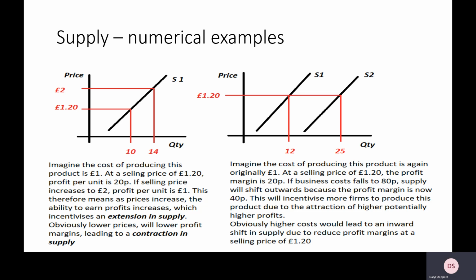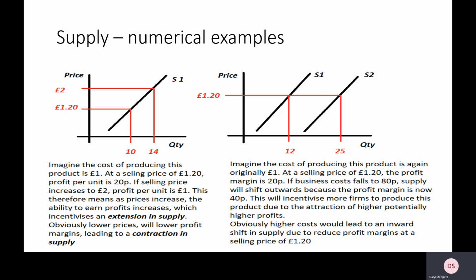Now, in the second diagram, I've held the selling price constant at £1.20. Remember, originally, I'm going to assume that the cost of production was £1. So I'm now assuming at £1.20, I've got 12 firms willing and able to produce this product. That 20p profit is incentivizing 12 firms to want to enter and stay in this marketplace. Now imagine that the cost of production falls to 80p. We can now see the market supply curve is 25. At that £1.20 price tag now, there's a 40p profit margin. So that £1.20 selling price minus the cost of production of 80p is 40p. Now that will incentivize more firms to enter the market due to that increased ability to make profits.